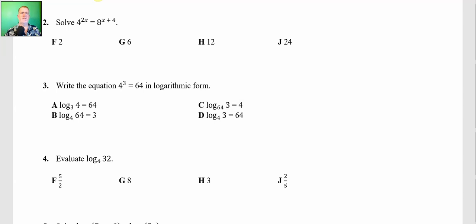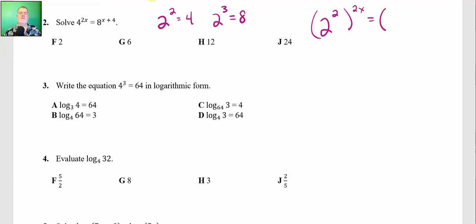Solving this equation. Remember, if you need to solve this equation, you need a common base. The base we can use is 2, because remember, 2 squared equals 4. 2 cubed equals 8, so we can turn this 4 into 2 squared. Don't forget our 2x. And turn that 8 into a 2 cubed. We got an x plus 4.